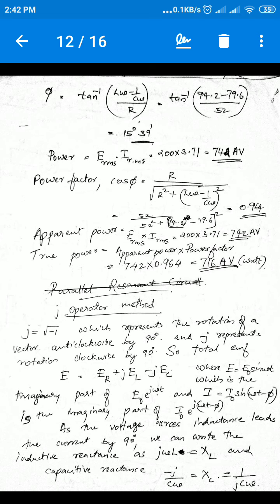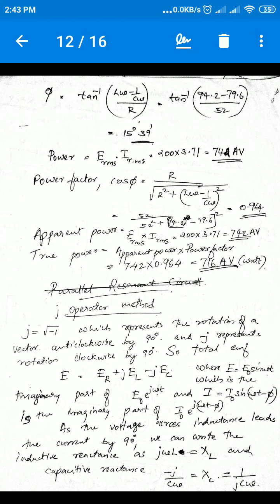In this case, it is the LCR circuit, so the AC circuit in LCR diagram. And we are considering root of minus 1, J, as a rotation of the vector anti-clockwise by 90 degrees. And if we take minus J, that means it represents a rotation clockwise by 90 degrees. So let us consider J like this in this LCR series circuit.